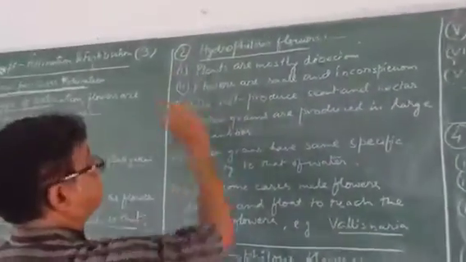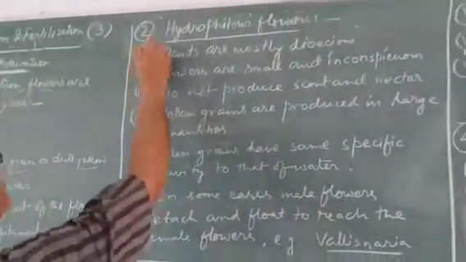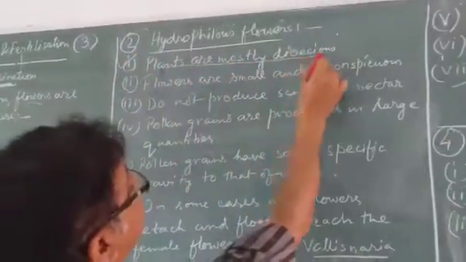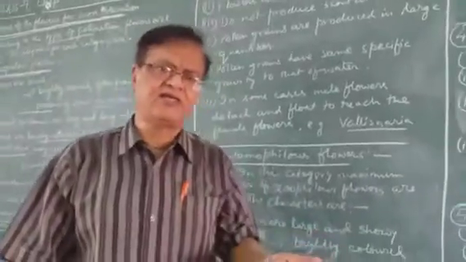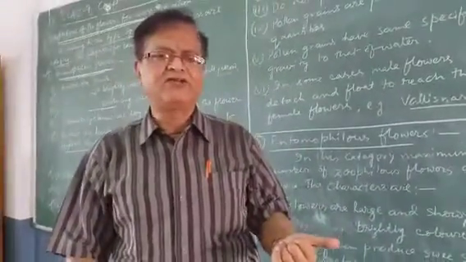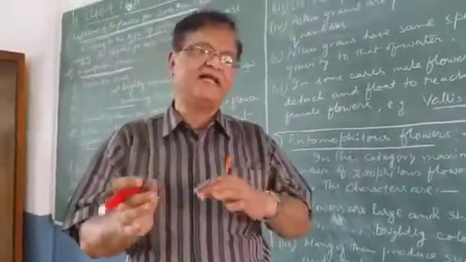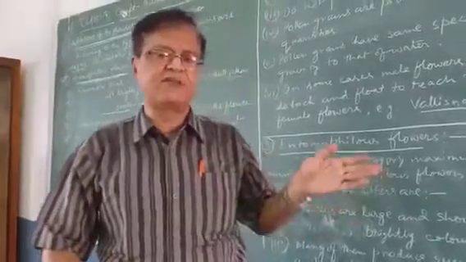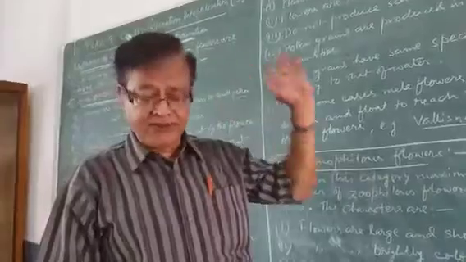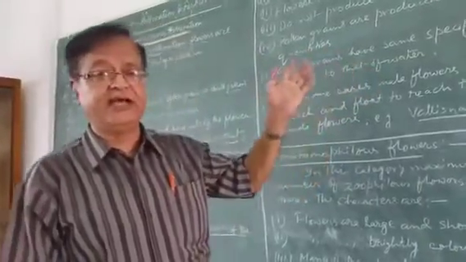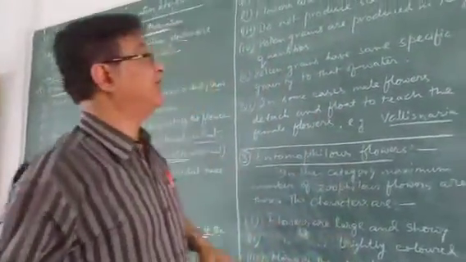These plants are having, let us see the characteristics. First point says, plants are mostly dioecious. Dioecious means, you have already studied dioecious meaning in the last video. Dioecious means a particular plant is either male or female. In case of the water plants, those who take the advantage of water pollination, they are dioecious kind of plants.